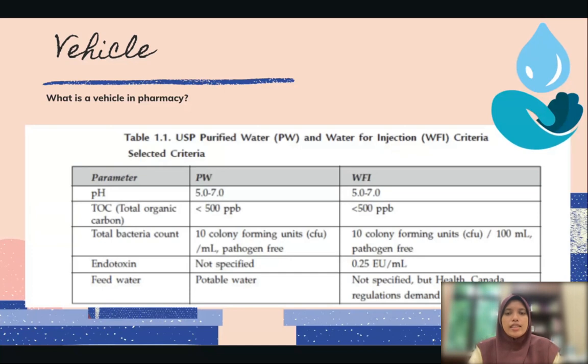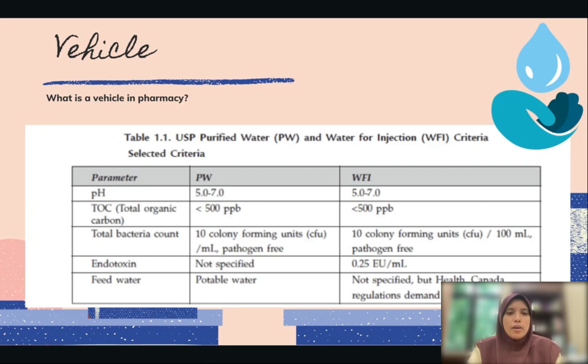Water for injection is a type of water that is used to prepare products for injection. Okay, so for FAR 122, because we are not preparing any injectables, we will use only purified water. So purified water, okay, so this table compares purified water and water for injection. So basically, if you see, the difference is mainly in the total bacterial count, okay, and the endotoxin.